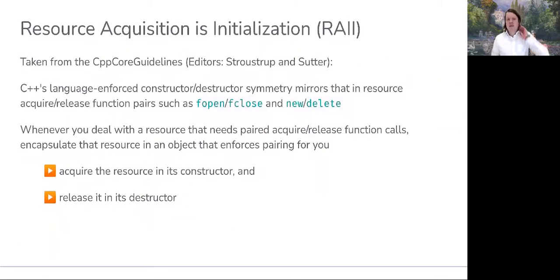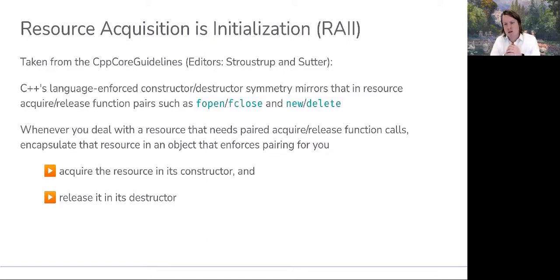So this was taken from the C++ Core Guidelines. The editors of the content on this slide are the original implementer of the C++ programming language, Bjarne Stroustrup, and also Herb Sutter, who's a very well-known name when it comes to the C++ programming language. So C++ language-enforced constructor-destructor symmetry mirrors that in resource acquisition and release through function pairs such as fopen and fclose for files, and also new and delete for the construction and destruction of dynamically allocated objects.